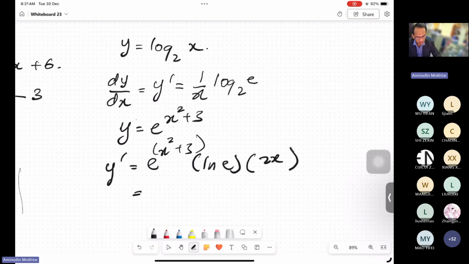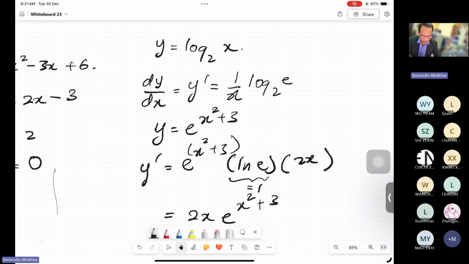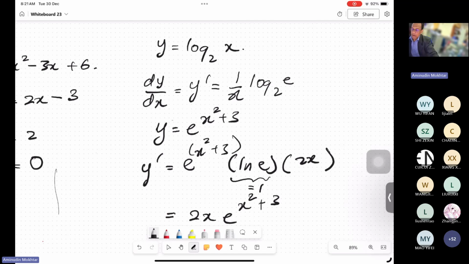So the answer, we can arrange this. Okay, please remember ln e is equal to 1. So the first derivative of this function is 2x times e to the power of x squared plus 3. Okay, that's a few examples related to the first derivative, related to differentiation.